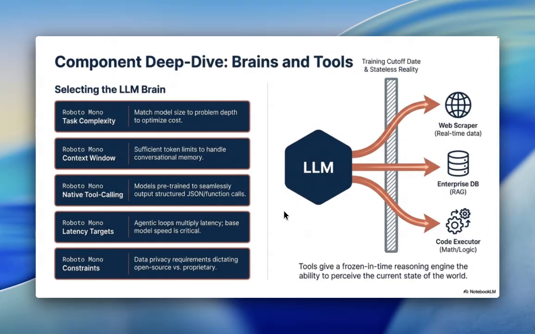Component deep dive: brain and tools. Selecting the LLM brain. Task complexity: match model size to problem depth to optimize cost. Context window: sufficient token limits to handle conversational memory. Native tool calling: a model pre-trained to seamlessly output structured JSON or function calls. Latency targets: agentic loops multiply latency, so base model speed is critical. Constraints: data privacy requirements dictate open source versus proprietary LLMs. Tools: web search, real-time data, enterprise DB RAG, code executor for math and logic. Tools give a frozen-in-time reasoning engine the ability to perceive the current state of the world.